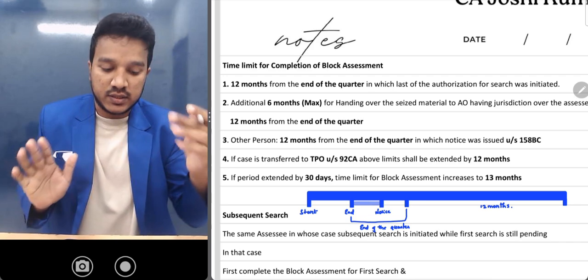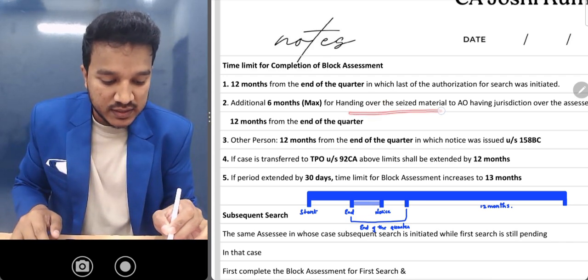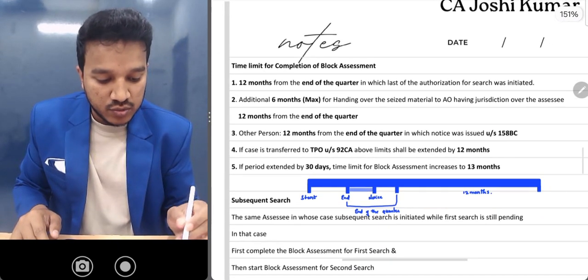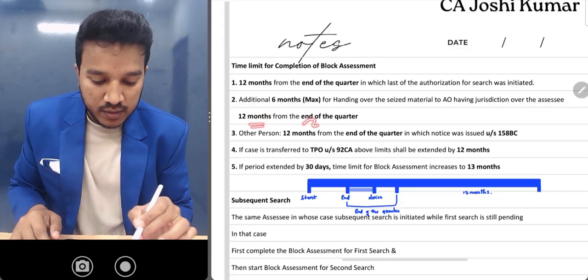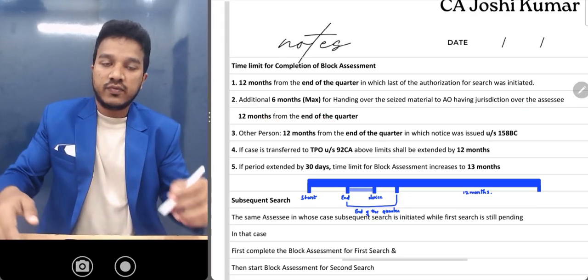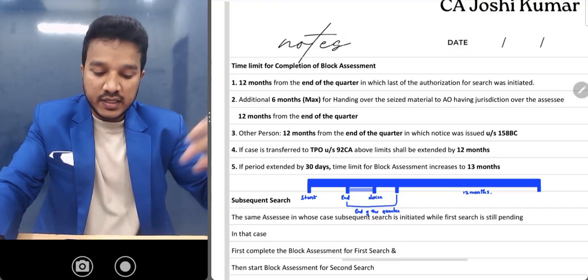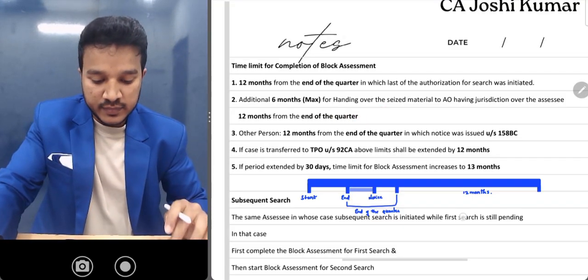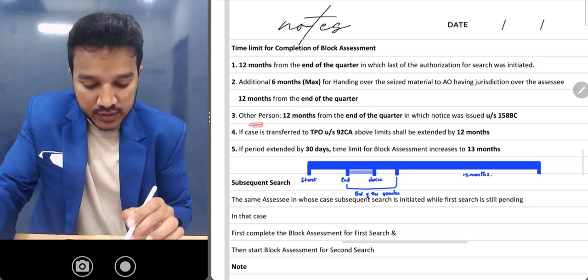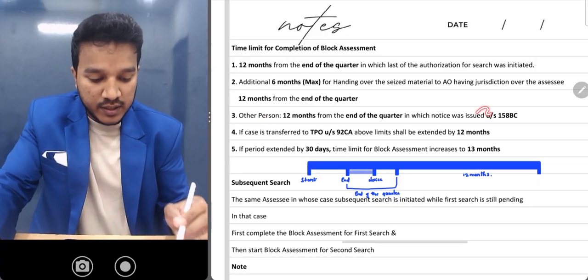Maximum 6 months that you can extend, okay, for handing over the seized material to the AO having jurisdiction over the SSC. Okay, in that case 12 months from the end of the quarter. For handing over the assets, whatever time that is taking, that will be added to this 12 months from the end of the quarter. Okay, great. Other person का information, okay, 12 months from the end of the quarter.